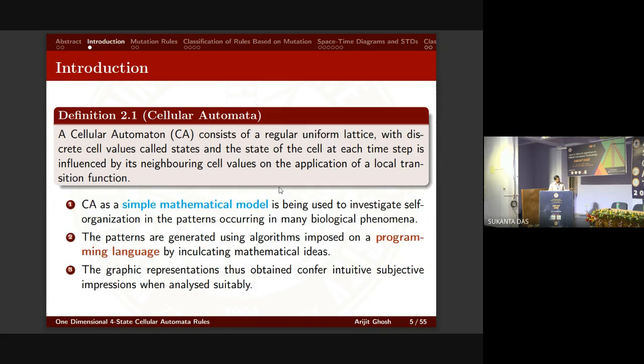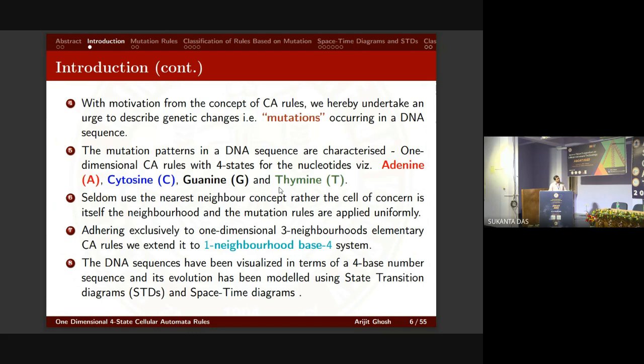Cellular automata, as a simple mathematical model, are being used to investigate self-organization in patterns occurring in many biological phenomena. The patterns are generated using algorithms imposed on a programming language by inculcating mathematical ideas. The graphic representations obtained confer intuitive subjective impressions when analyzed suitably. With motivation from the concept of the CA rules, we undertake an urge to describe the genetic changes, that is, mutations occurring in a DNA sequence.